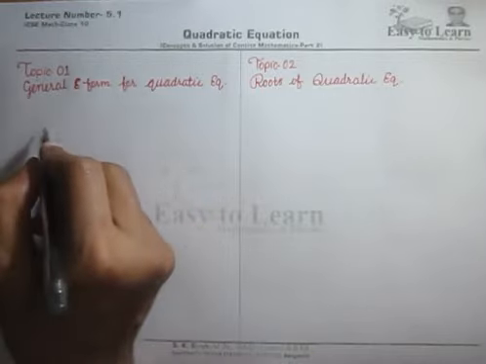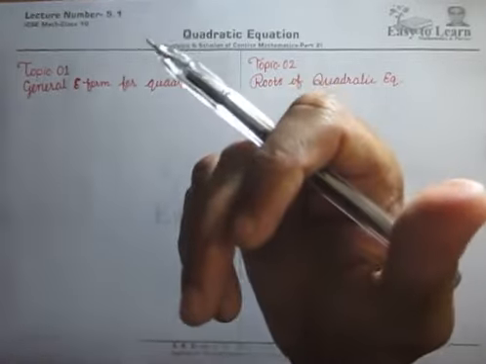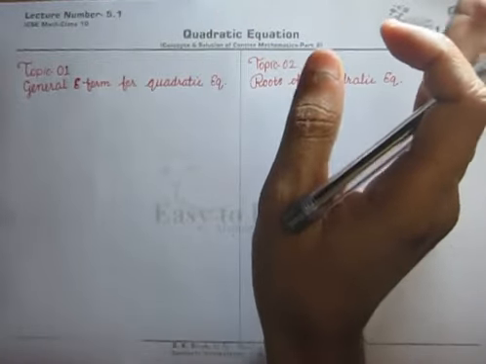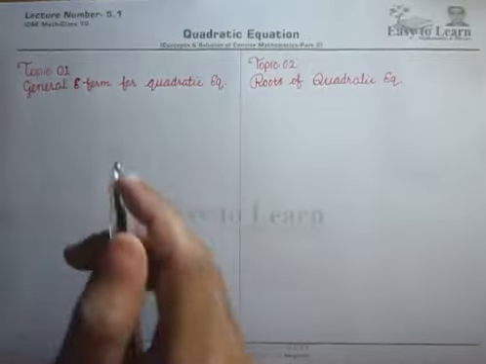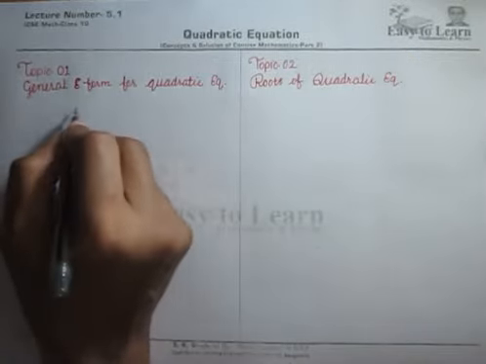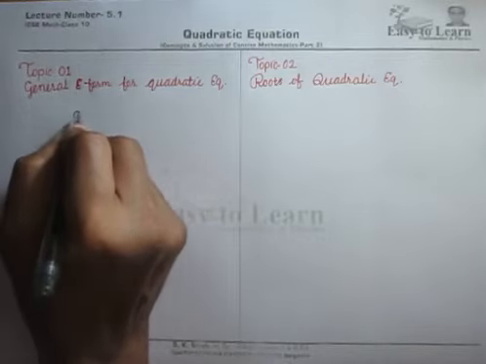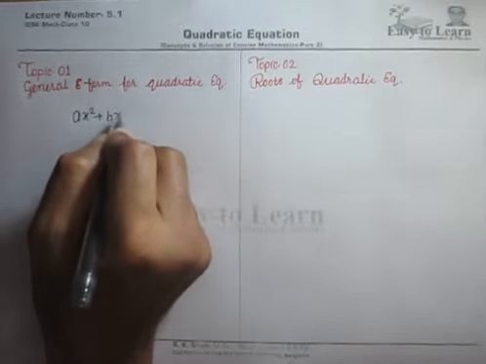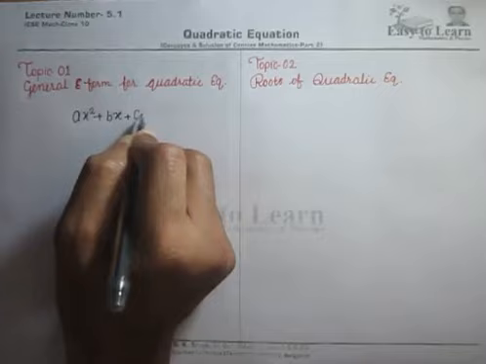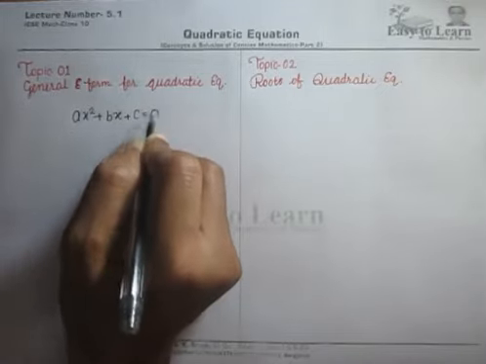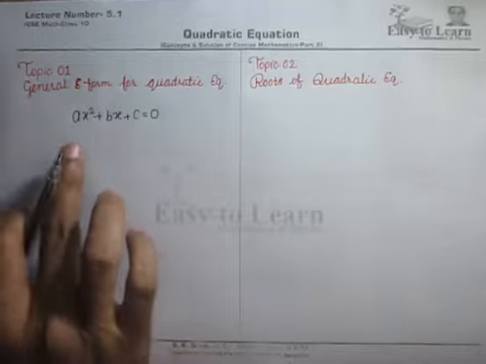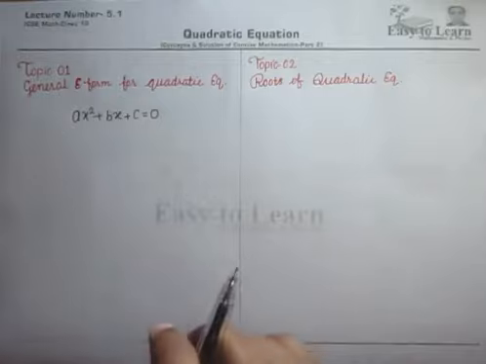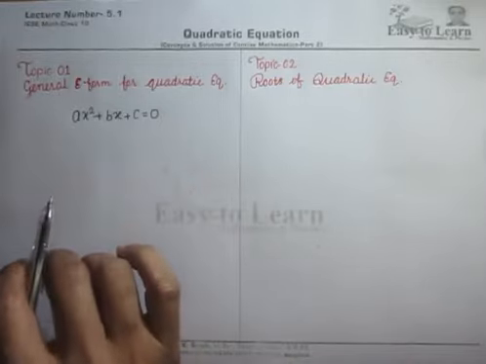A second degree polynomial equation is called a quadratic equation. All quadratic equations can be arranged in this form: ax square plus bx plus c equal to 0. Each quadratic equation can be arranged in this form. This form is called the general form of quadratic equation, or the general quadratic equation.